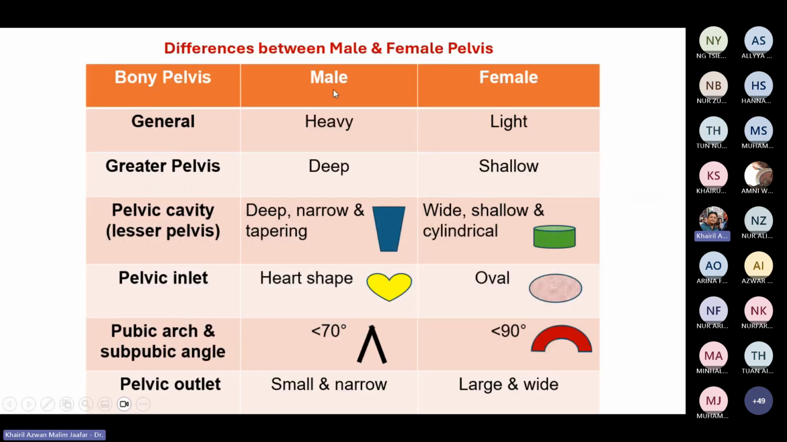Differences between male and female pelvis, you already know. But the main thing is the shape of the pelvic inlet to identify, and also the pubic arch and subpubic angle. In male, the subpubic angle is less than 70 degrees, and in female, it is more than 90 degrees. Pelvic inlet in the male is heart shaped, and in the female, it is oval shaped.